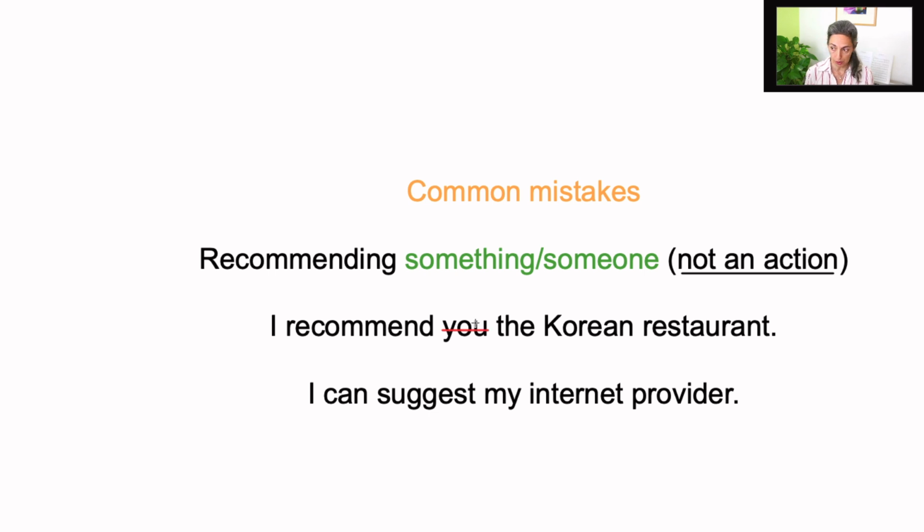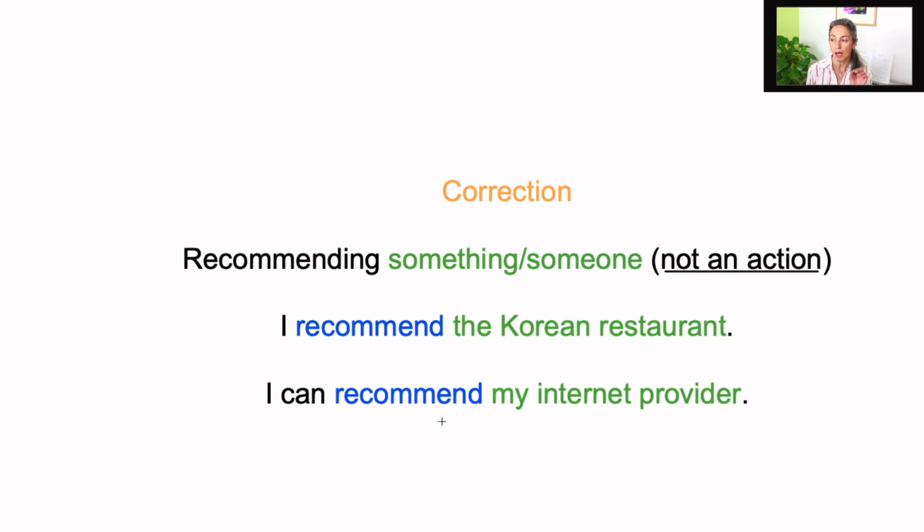The second correction we have to make here is to avoid using the verb suggest in this situation. You never suggest something. You can only recommend something or someone. So the verb needs to change to recommend, and that's it. Yeah, I can recommend my internet provider. Let's look at the correct sentences then, just to be sure you get this one. I recommend the Korean restaurant. I can recommend my internet provider.